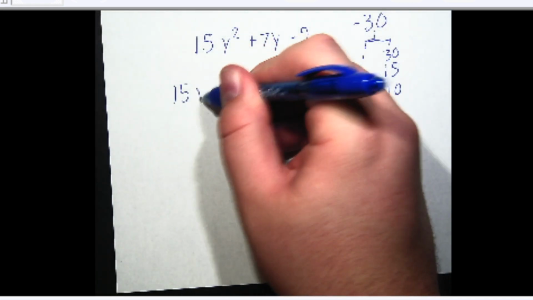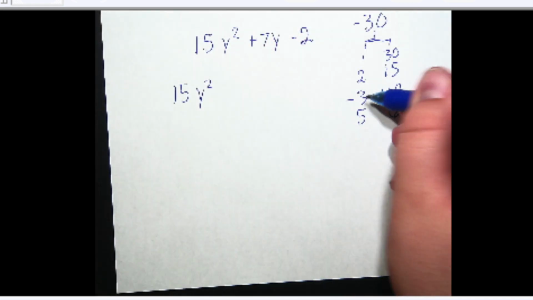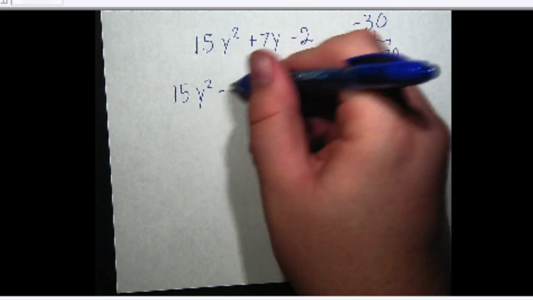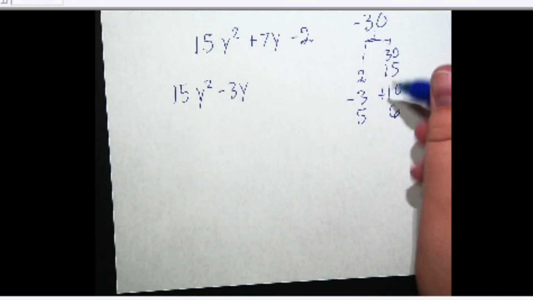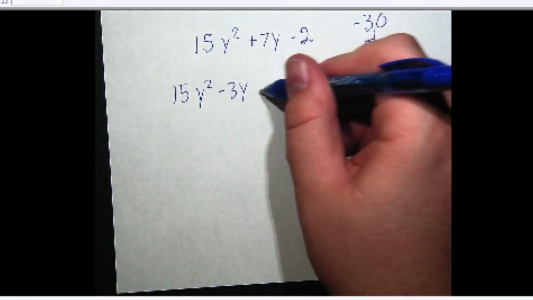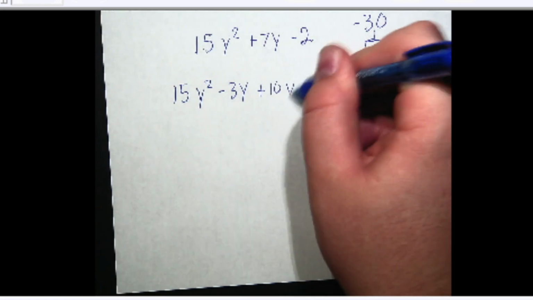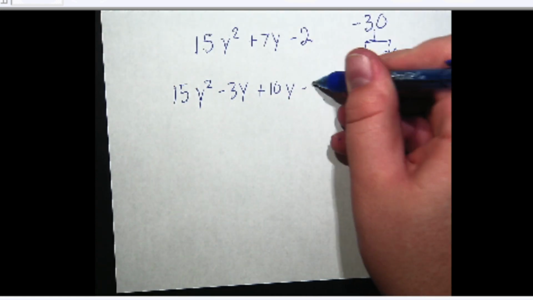So we can go ahead and use these to replace that middle term. Now we've got 15y squared minus 3y plus 10y, minus 2 just drops down. So now we've got our 4 terms, we can use our box method.